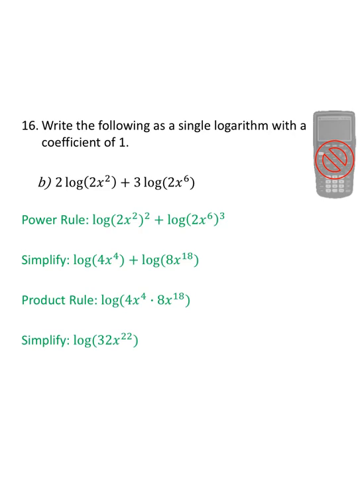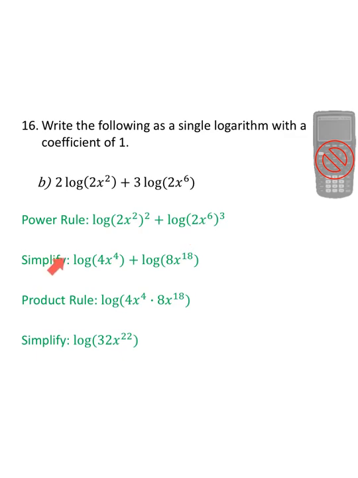Write the following as a single logarithm with a coefficient of 1. 2 log of 2x squared plus 3 log of 2x to the 6th. Alright, so we use the power rule first. This 2 comes up as an exponent. My coefficient of 3 comes up as an exponent, as I have indicated.